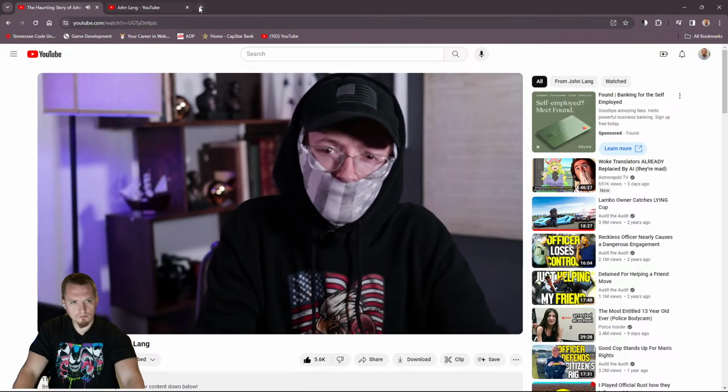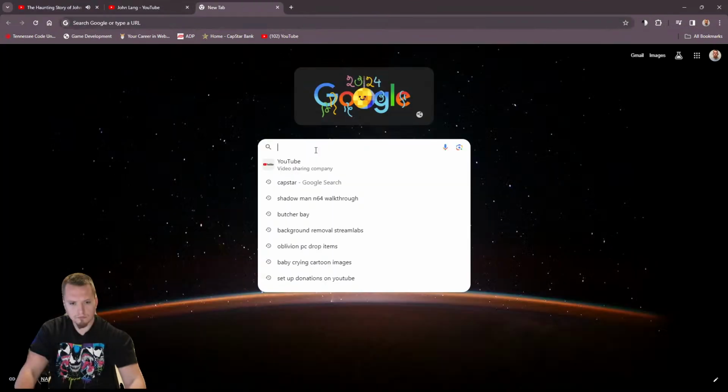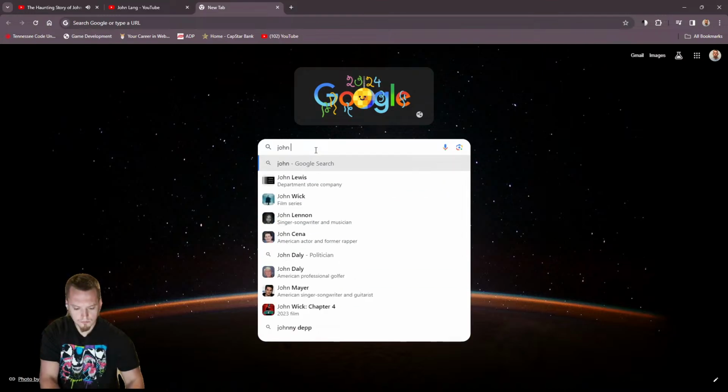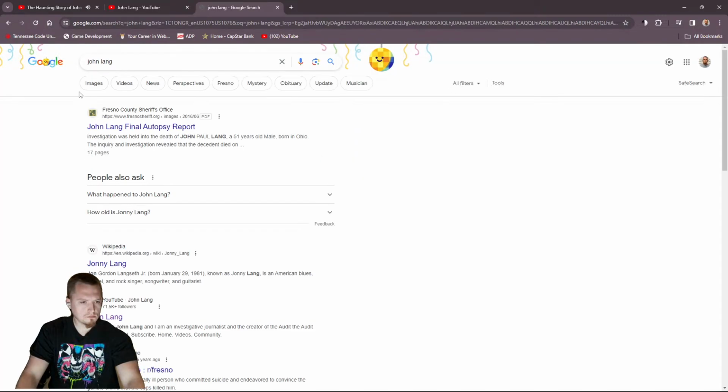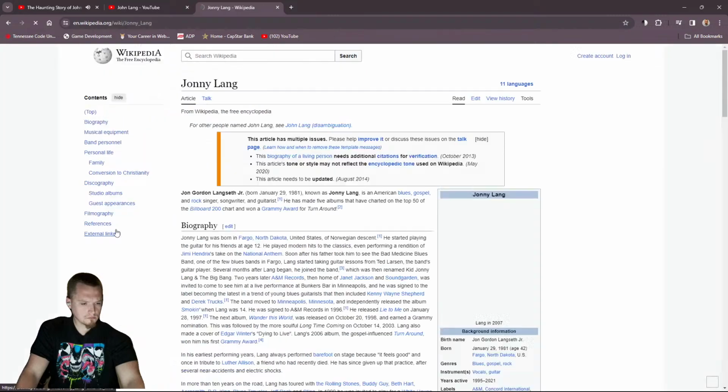There are many who believe that John Lang was a victim of murder, and there are others who believe that he was simply suffering from a mental illness. And these two theories are not necessarily mutually exclusive. One thing that is certain is that John kept a detailed log of all of the events that inevitably led to his death, conspiracy or not.